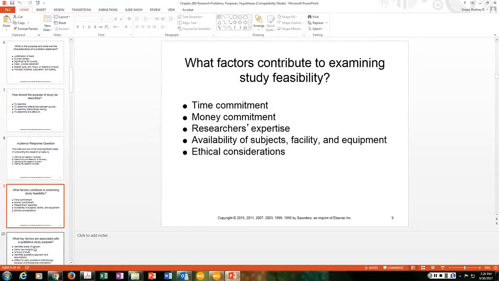So when you're looking at it, think, are the subject's rights protected? Are there more benefits than risks? Will this study generate useful knowledge? Have they obtained IRB approval before starting the project? Is there informed consent? And is there security of the data? And last but not least is a time commitment. Was there adequate time allotted to conduct the study?